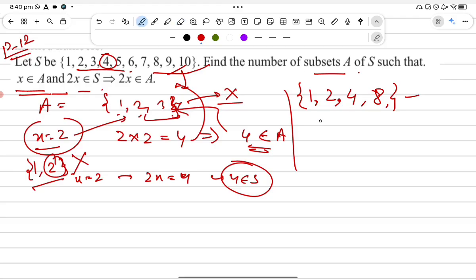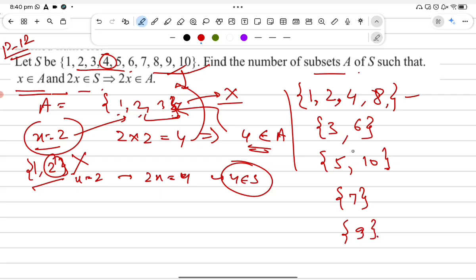Second valid, 3 if I choose, then 6. I won't go further because 12 of course is not a part of S. Third, 5, 10. And then 7 itself, 7 alone. I don't need to add 14, right? And then 9. Sweet, all of the numbers we have got. So 5 cases we got, these 5.